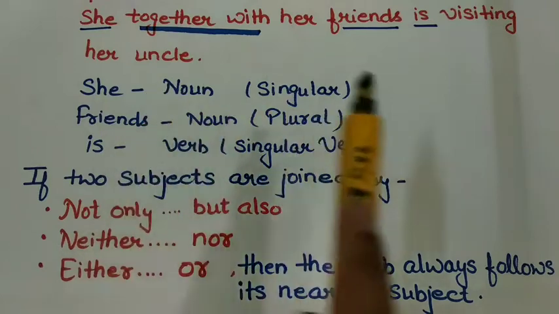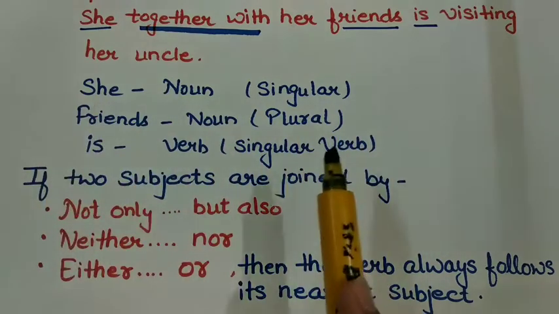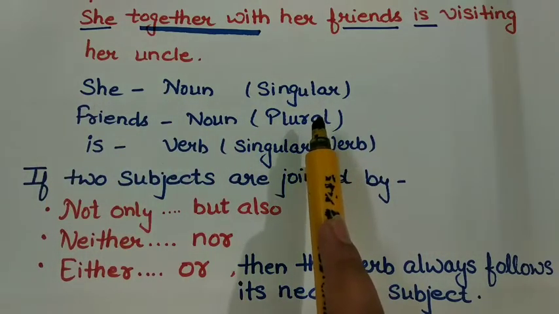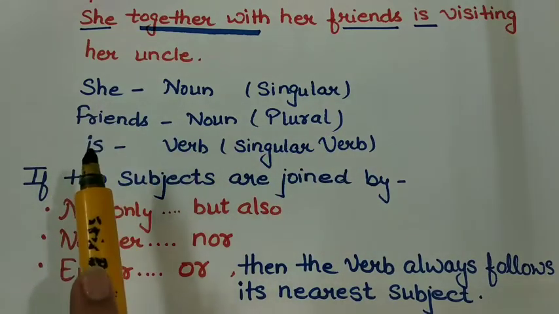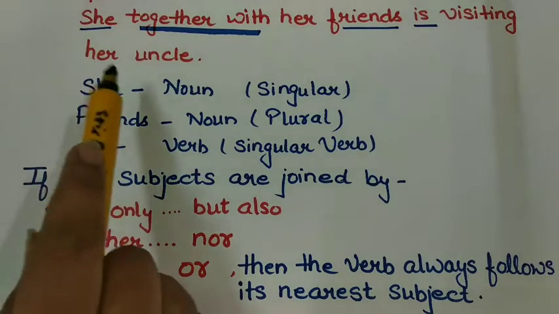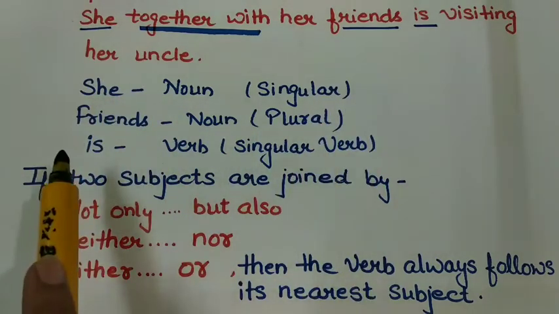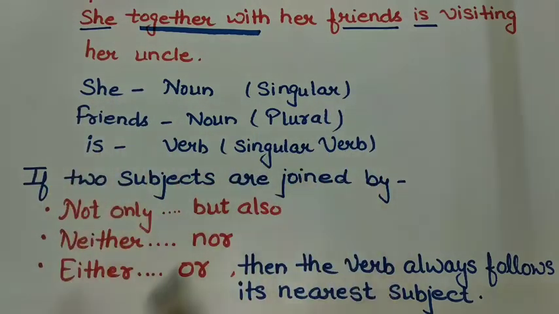She is a noun, it is singular. Friends is again a noun, but it is plural because we are talking about several friends. So according to the rule, we have to use the first case, that is she. So we have used is as a verb here.